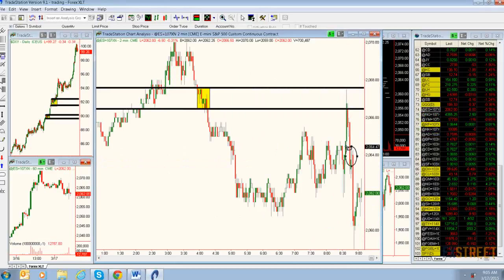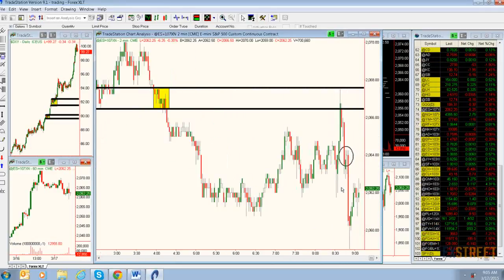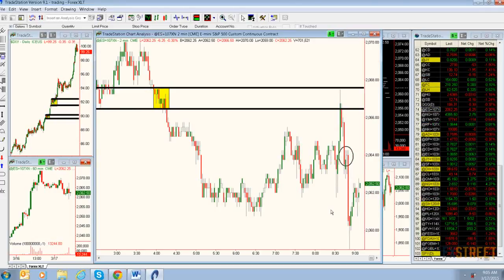The challenge here, though, is remember what we're looking for always are fresh levels and nice big profit zones. And then when we find that profit zone, we want our profit target to be something less than the profit zone. Does that make sense?